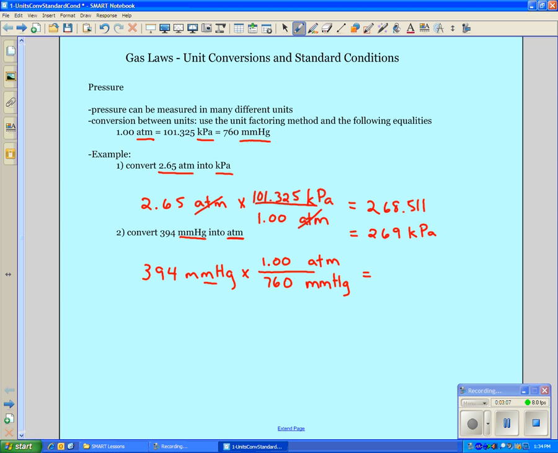Now multiply your 2 top numbers, so that's the 394 and 1.00. Divide by the 760 that's on the bottom, and your answer, with the correct number of significant digits, is 0.518. And again, if we look at units, millimeters of mercury have canceled. We're left with atmospheres.